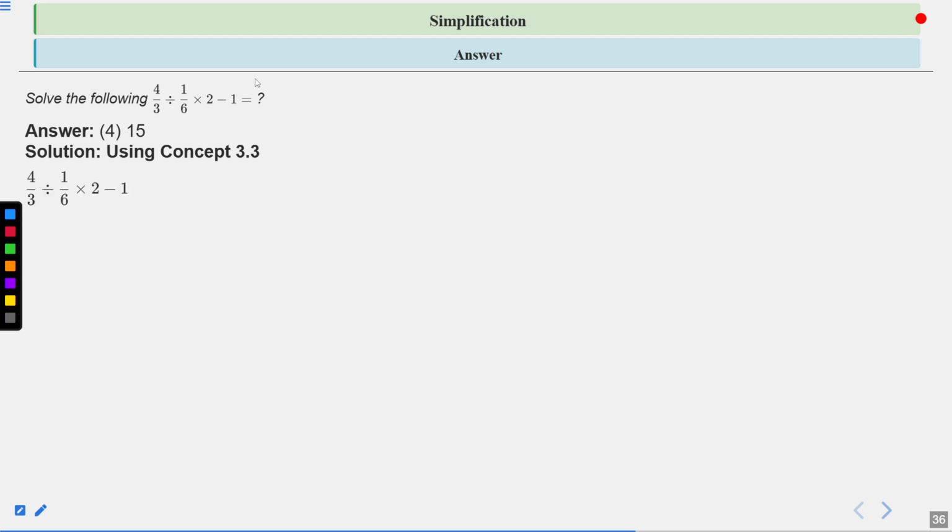So this expression, we can simply simplify it. 4 by 3 dividing by 1 by 6 multiplying by 2 minus 1. By using BODMAS, we can write it in the form of 4 by 3 into 6 into 2 minus 1. So 3 divides 6 2 times. So we get 4 into 2 into 2 minus 1. What do we get? 4 2s are 8, 2s are 16, minus 1 becomes 15. So 16 minus 1 equals 15. So the fourth one is the correct answer of this question. Next one.